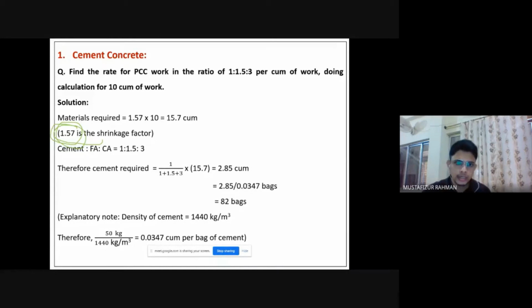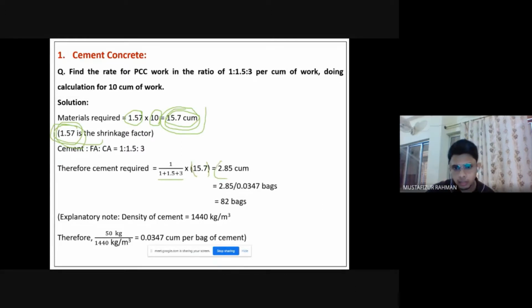Therefore, if we need 10 cubic meters of PCC work, we multiply it by this 1.57. That means we need 15.7 cubic meters of materials. From that 15.7 cubic meters, we have to calculate how much cement, how much fine aggregate, and how much coarse aggregate we need. We are given the ratio 1:1.5:3. So the cement is one part, that is 1 divided by 1 plus 1.5 plus 3, and we multiply by the total 15.7.